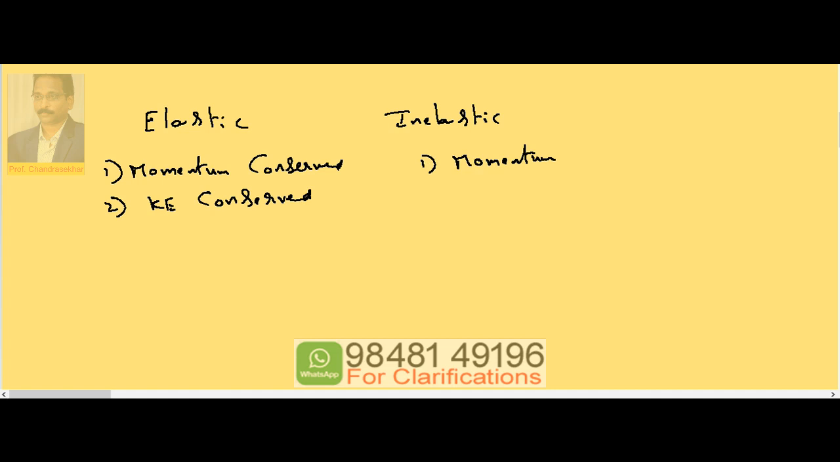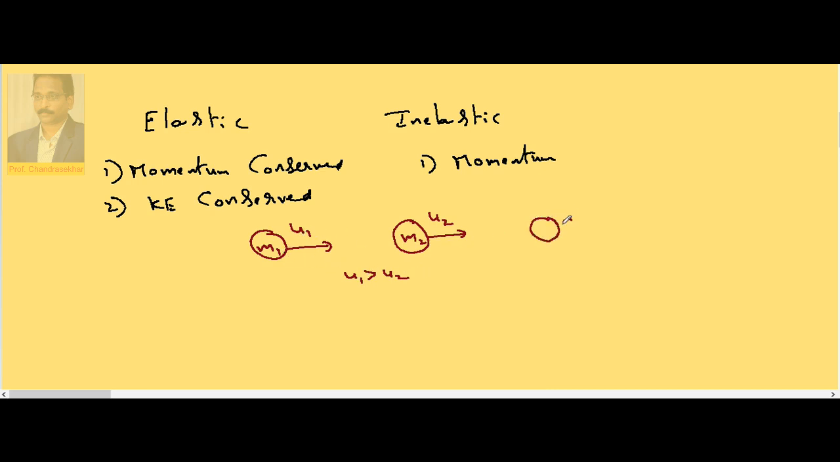Now let us take a body of mass m1 moving with velocity u1. It strikes another body of mass m2 moving with velocity u2, say in the same direction. Here u1 is greater than u2. We know that if u1 is greater than u2, after some time they collide with each other. Now after collision, let us say m1 moves with velocity v1 whereas m2 moves with velocity v2. So this is before collision, this is at the time of collision, this is after collision.